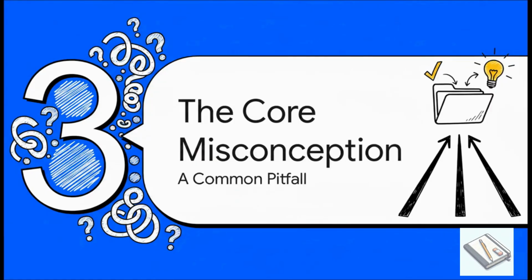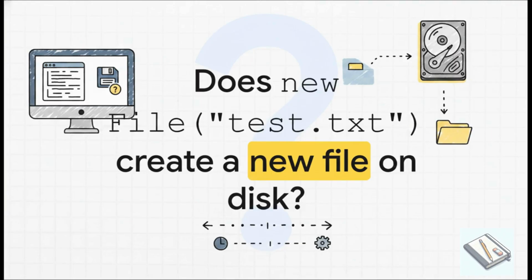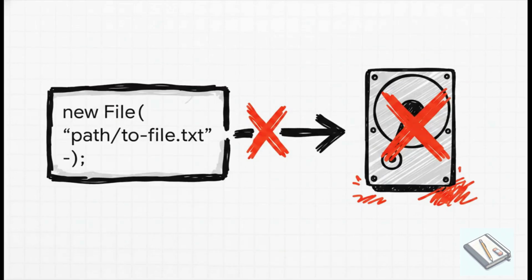All right, we've set the scene. And now we are at the single biggest point of confusion that trips up new Java developers. I'm serious, if you get this next part, you are going to save yourself so much headache and debugging time later on. So let's go back to that line of code, new File("test.txt"). When your program runs that line, does a brand new file named test.txt just magically appear on your computer's hard drive? The answer is a big fat no, absolutely not.